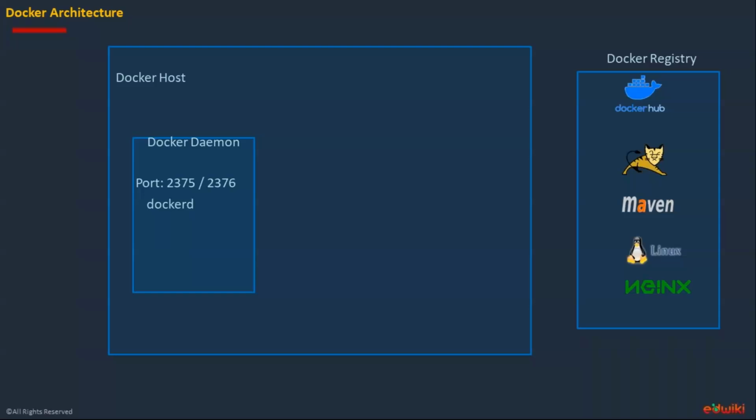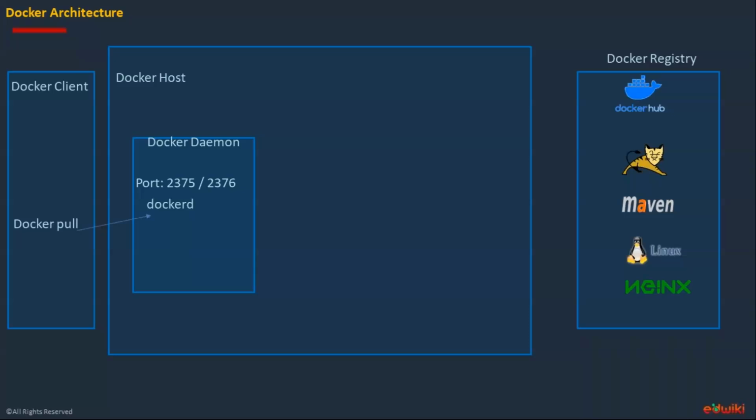Now I need to inform my Docker daemon, right? Hey daemon, could you please go and pull the image? How will you be communicating with Docker? So that is where you need a Docker client. The Docker client is the CLI application. The Docker client is the CLI software that you need to install. The Docker client is now connecting to the Docker daemon.